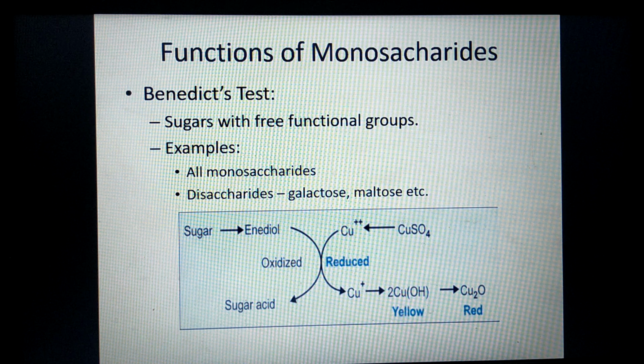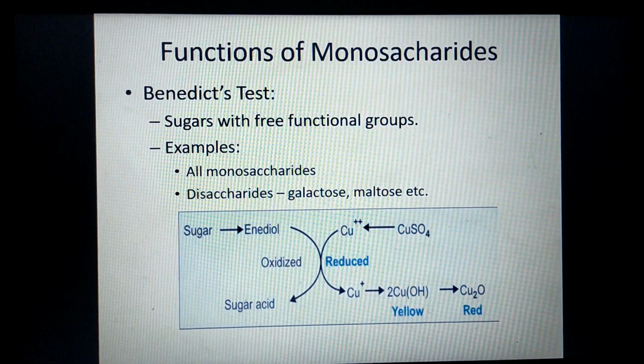This test is given by all sugars with free functional groups. Example, all monosaccharides, galactose and maltose give this test positive. The principle of this test is the sugar with free functional group forms enediol, which is an unstable compound. This enediol donates the electron, and this electron is added to the cupric ions present in the copper sulfate of Benedict's reagent.